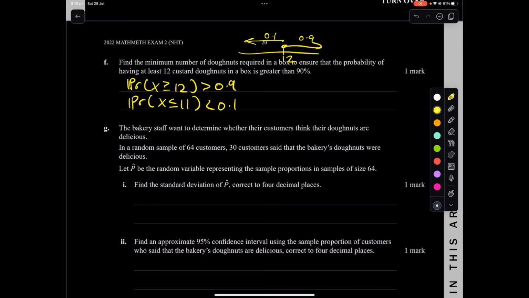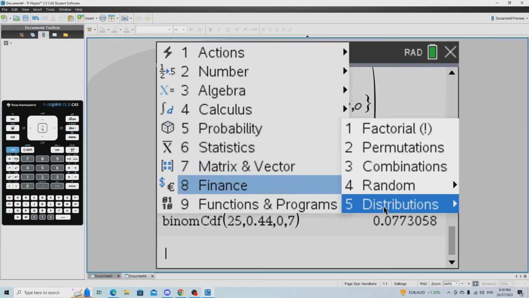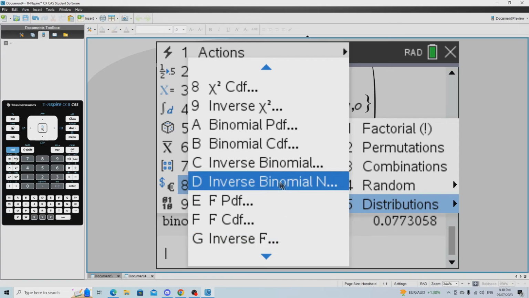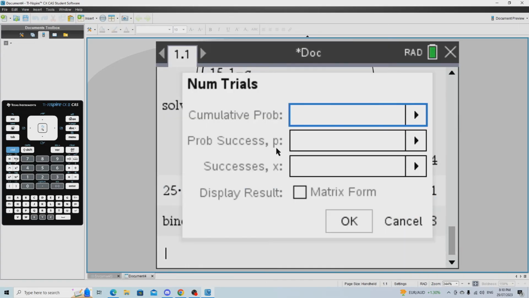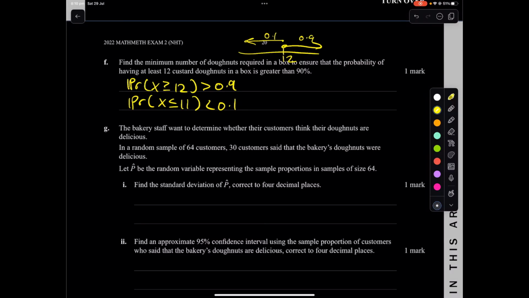So what can we say? Well, if we go to menu, probability, distributions, and we go on inverse binomial N, cumulative probability is 0.1, your probability of success is, again, 0.44, and the X value is 11. And we get 35. So N equals 35.